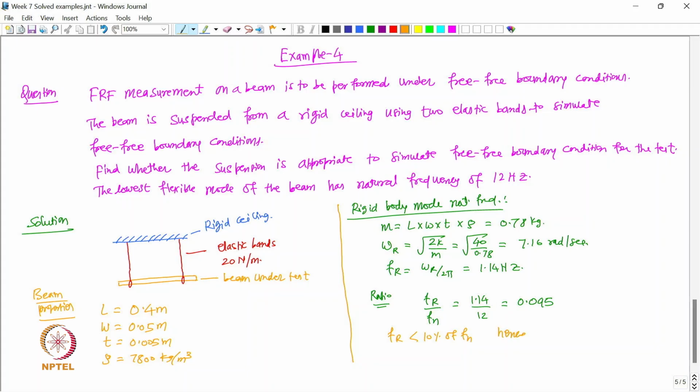Hence, the suspension can be considered adequate to simulate free boundary conditions for the test. So, I think in this way we complete the solution of example 4.